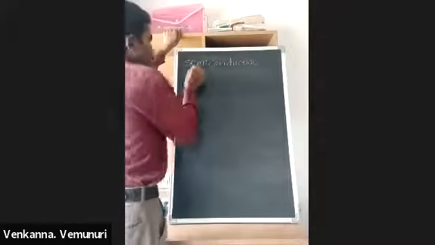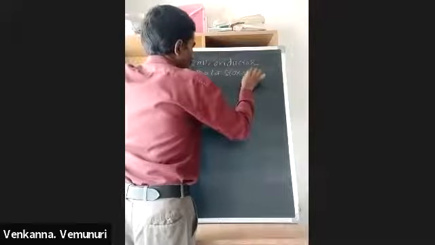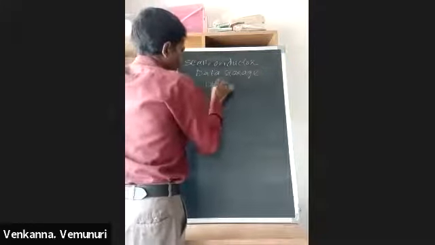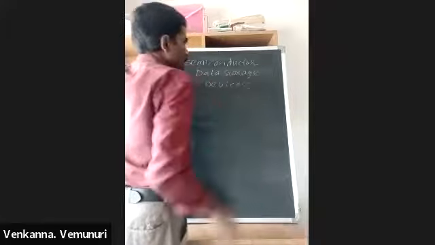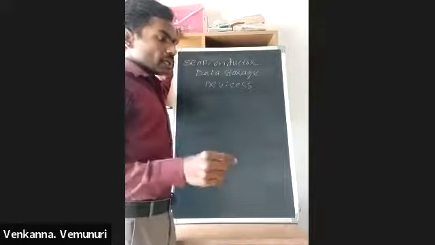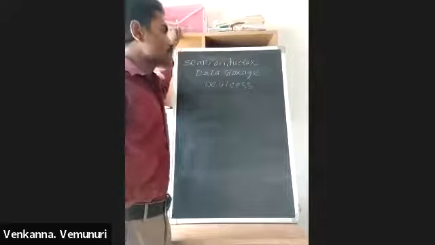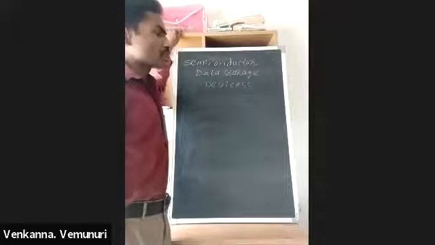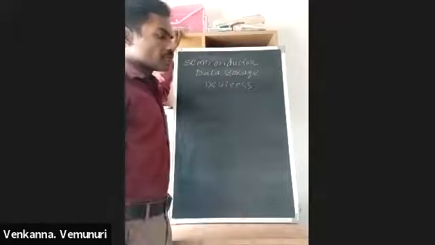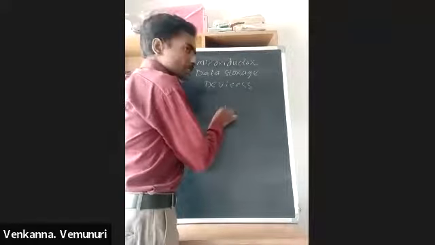Semiconductor data storage devices. Means in this we save data electrically in capacitors. Actually, in this we are using transistors and capacitors. Those capacitors store charge and discharge, means charging, discharging. If the capacitor is charged, it is represented as digital 1. If the capacitor is discharged, it is represented as digital 0.